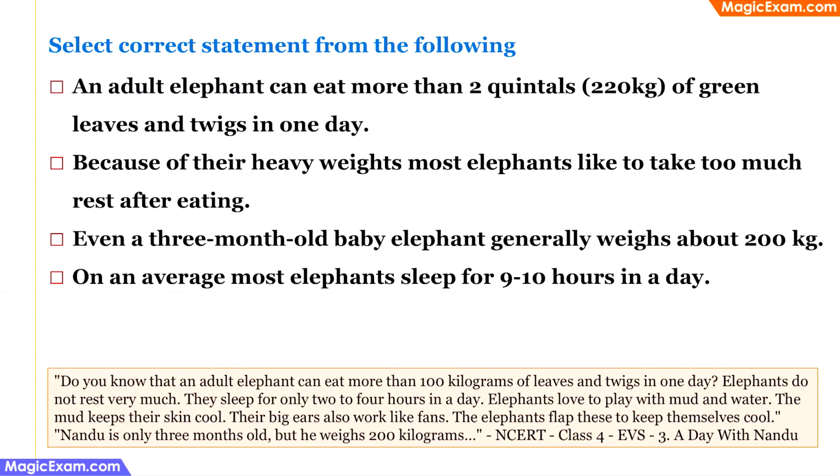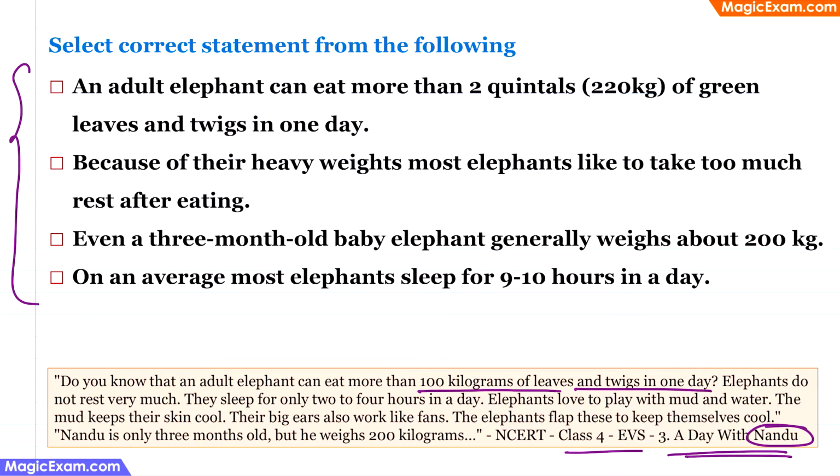Select the correct statement from the following. Here we are given 4 statements about elephants and we are supposed to identify which of these statements is correct. Now this question has been taken from class 4 EVS, A Day with Nandu, where Nandu is the name of a baby elephant. Now the information in the chapter says that the adult elephant can eat more than 100 kilograms of leaves and twigs in one day.